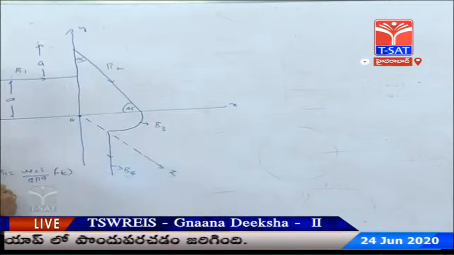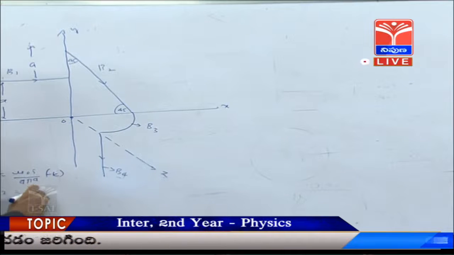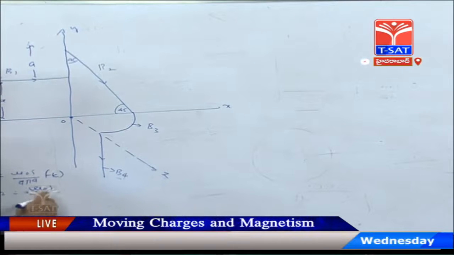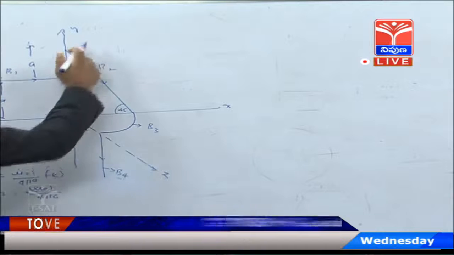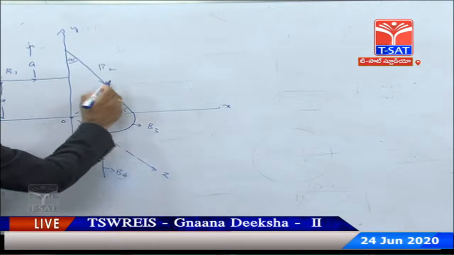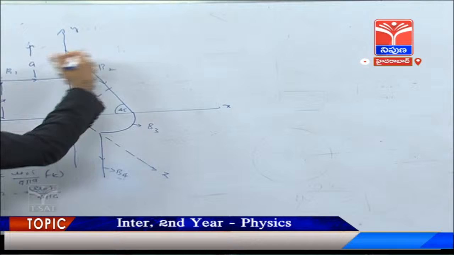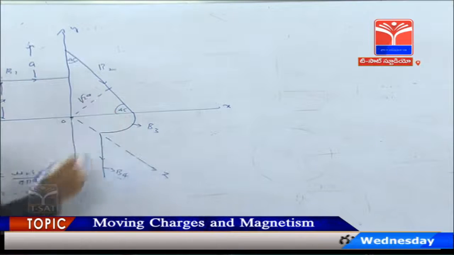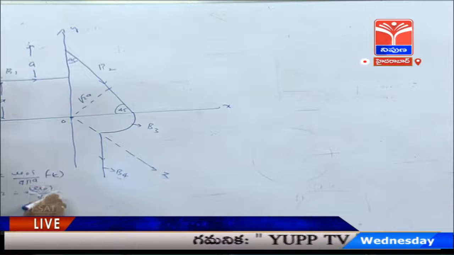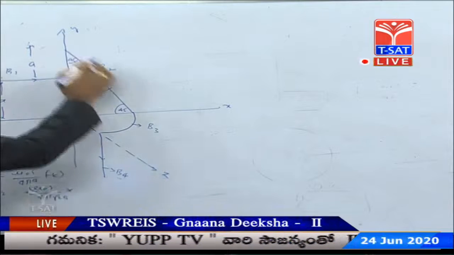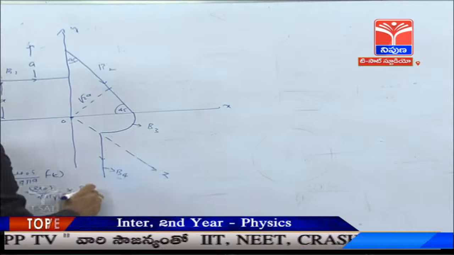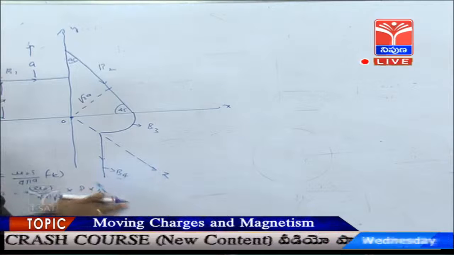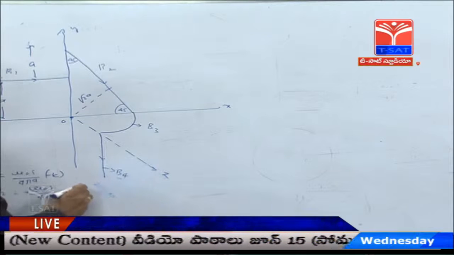Next, B2 is equal to mu naught I upon 4 pi A. Here the perpendicular distance: this total length is nothing but 2A. Therefore, with sin 45, 2A into sin 45 gives this length as root 2 A, that is the perpendicular distance, root 2 into A. Sin alpha plus sin beta means 2 into sin 45, that is 1 by root 2, so root 2 also gets cancelled.